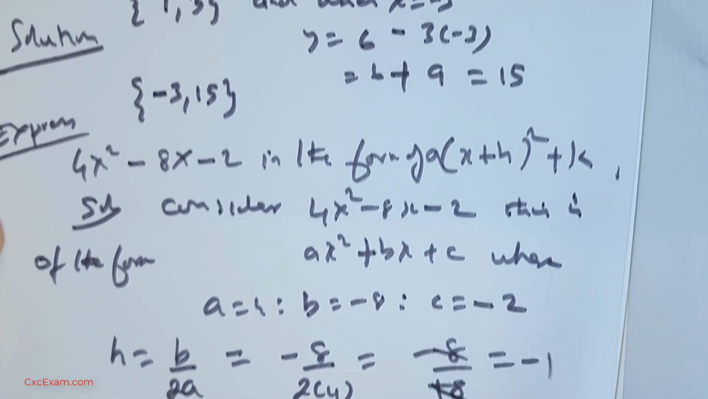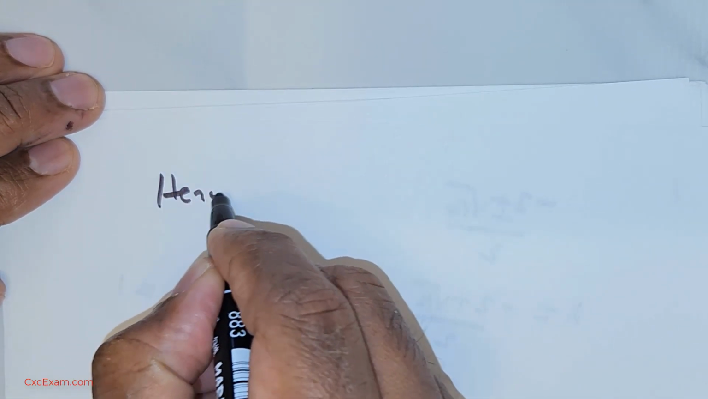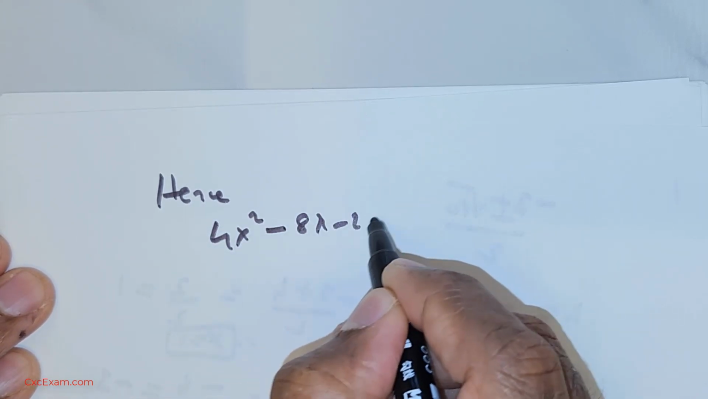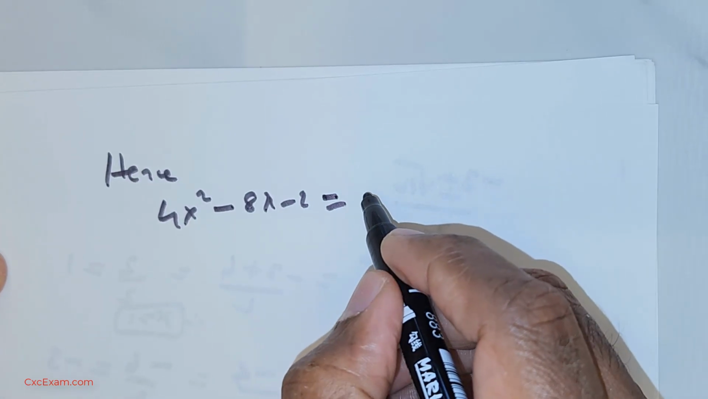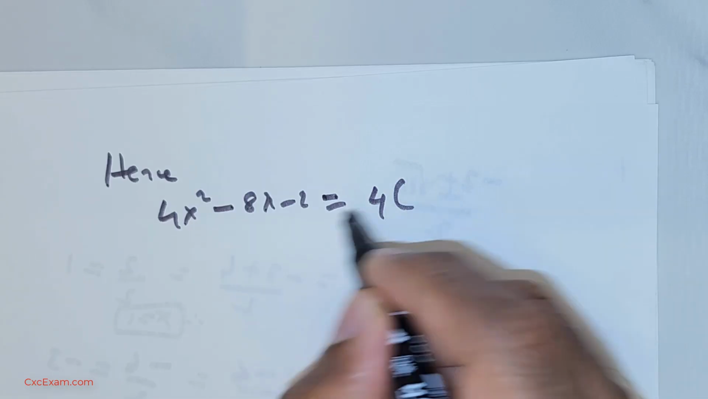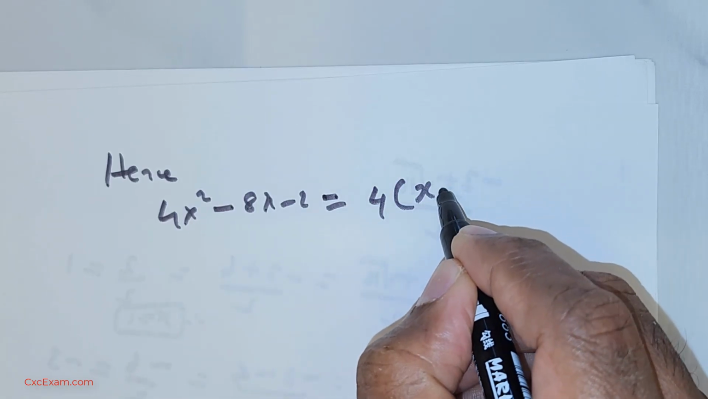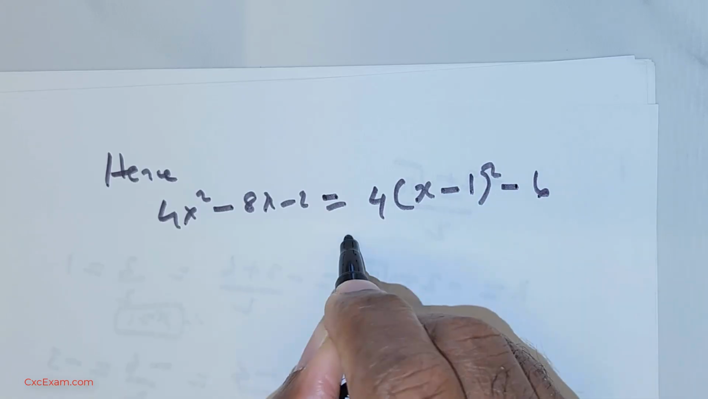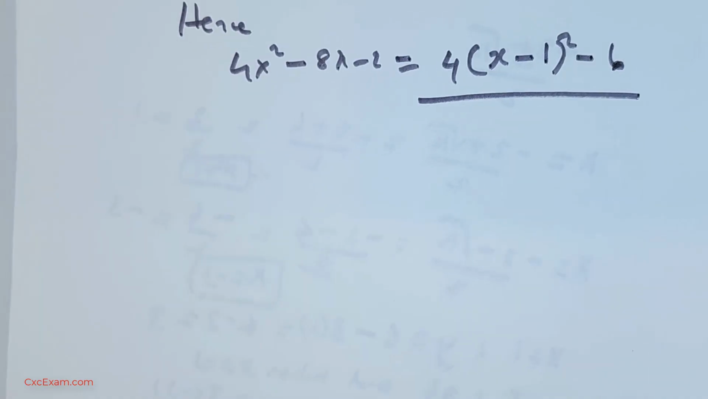So therefore, hence 4 times x squared -8x -2 is rewritten as, my a value is 4, we already got that, so h value is -1 the whole squared and k value is -6. So that's the solution for this question.